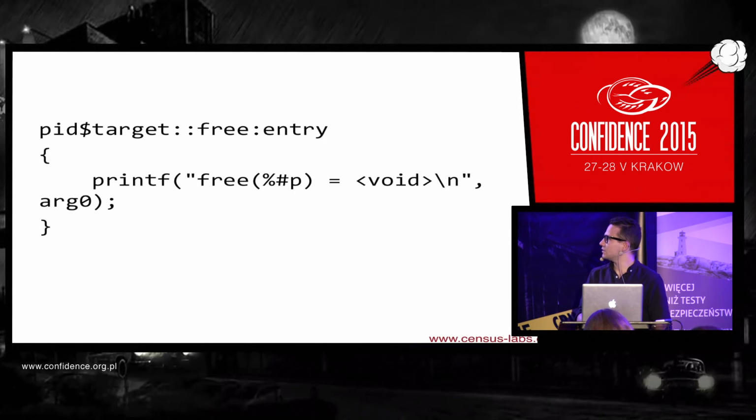And for free, also for the sake of completeness, I just did that with void, because ltrace actually used void, but the free function doesn't return anything. So it's basically void in C. But it's void, it's not string.